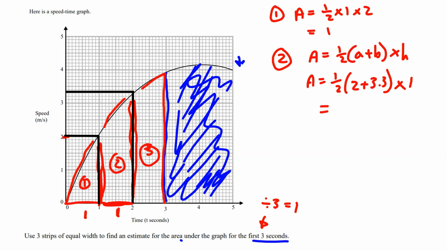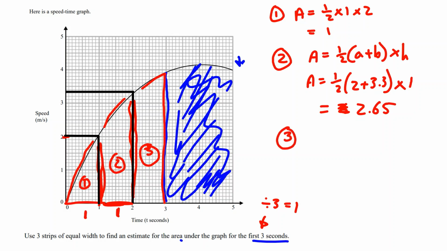So 2 plus 3.3 is going to be 5.3. Multiply that by 1, so it's 5.3 still. Half of 5.3 is 2.65.